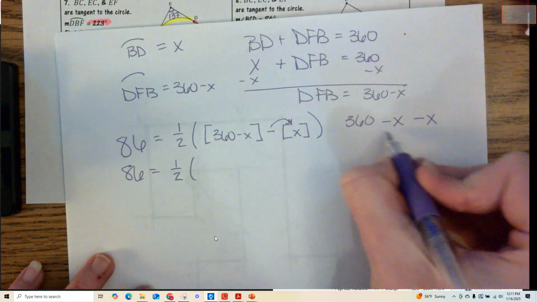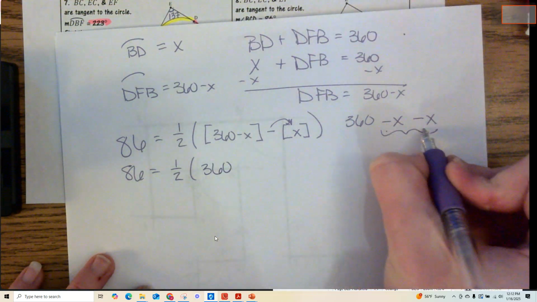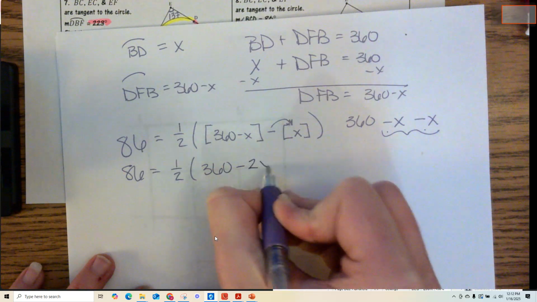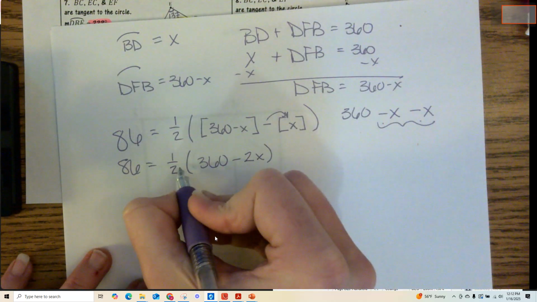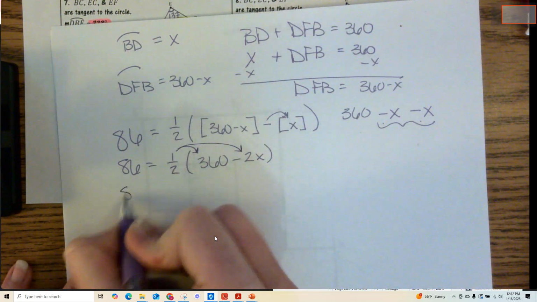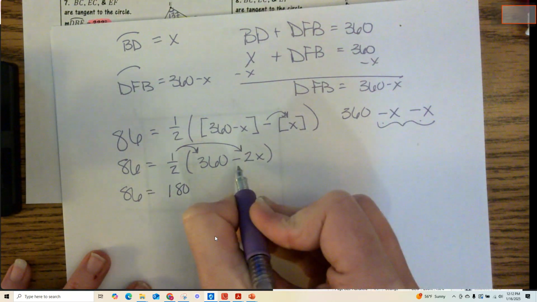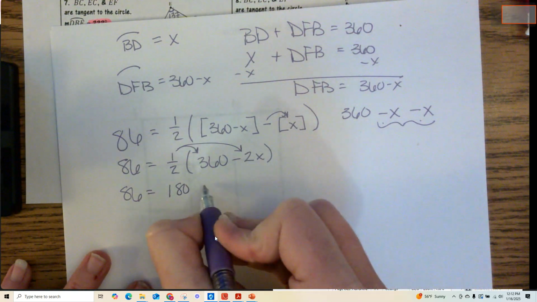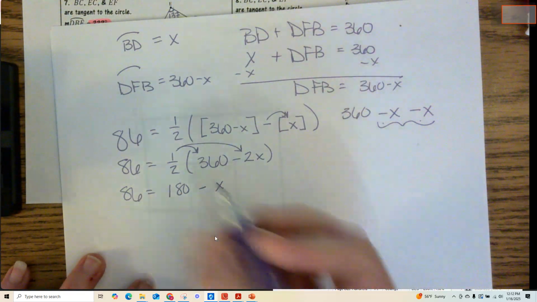Before we can do anything, we have to combine like terms. Negative X and negative X is a negative 2X. The half distributes. So half of 360 is 180. Half of 2X is just X. And then you can solve.